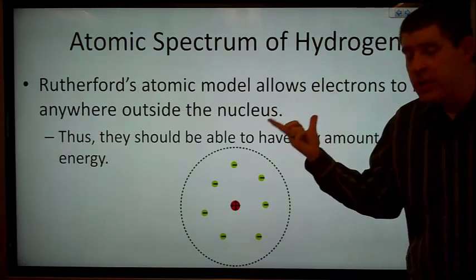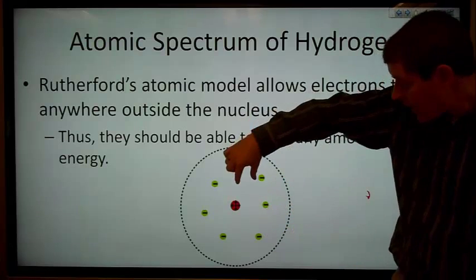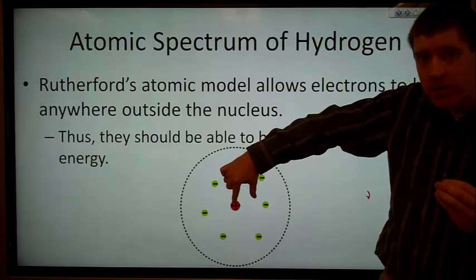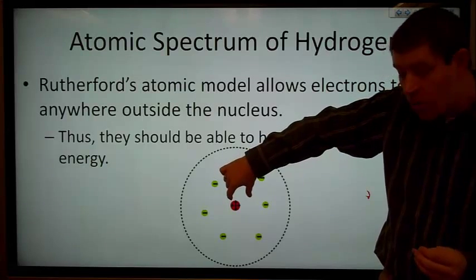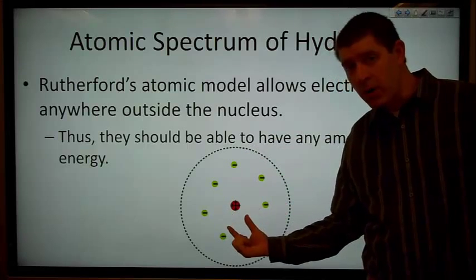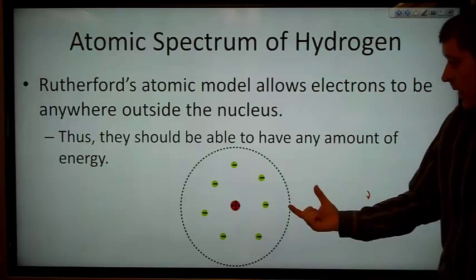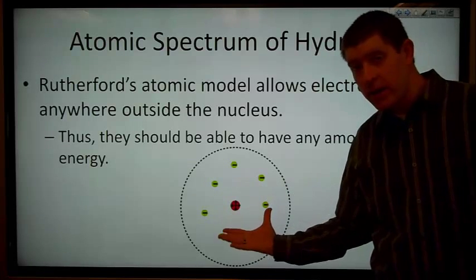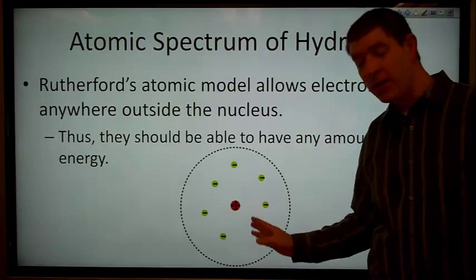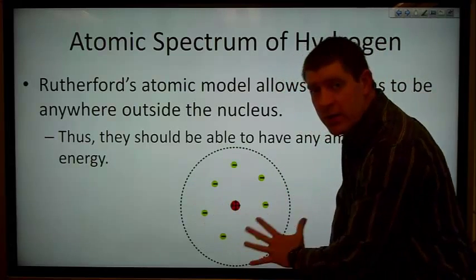So, Rutherford's atomic model allows electrons to be anywhere outside the nucleus. Remember, Rutherford had the very, very tiny, very, very dense, positively charged core, the nucleus, right? That's where all the protons were. But outside of that, Rutherford doesn't really say anything about where the electrons are, except that they're outside the nucleus. So, in Rutherford's model, the electrons are allowed to be anywhere in this range, right?